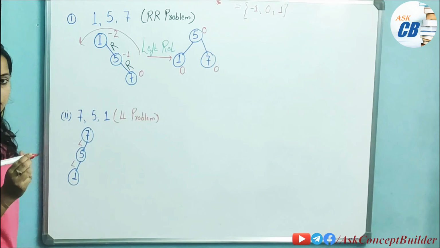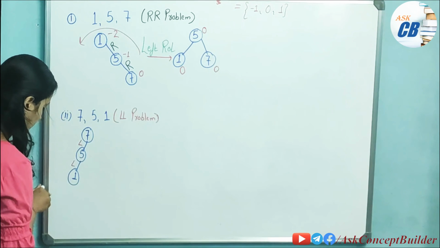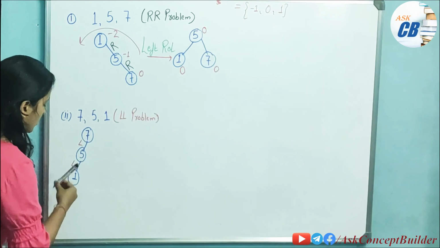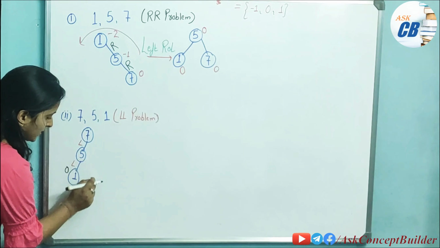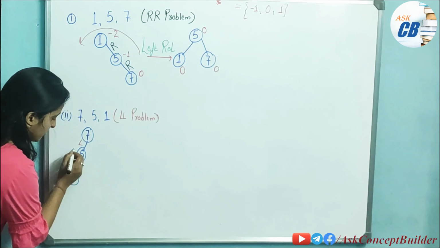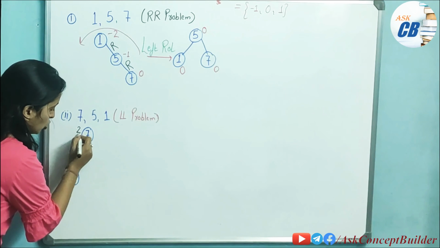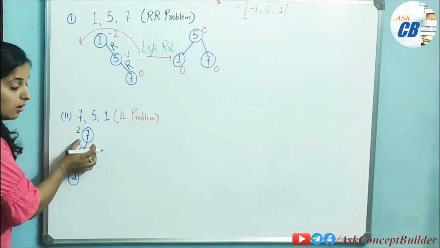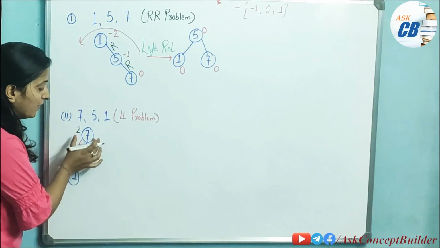Okay, fine. Now why was this problem there? Because see, the balance factor for this node is 0, for this node is 1 (height of left minus right, 1 minus 0 is 1), and for this one, the height of the left subtree, 2 minus 0, is 2. Because the balance factor for this node is coming 2, our tree is not balanced.